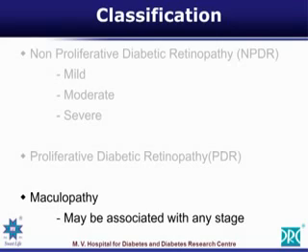The most important region in the retina, function-wise, is the macula. And when that macula is affected because of the retinopathy process, we will call it diabetic maculopathy. This diabetic maculopathy may be associated with any stage, like non-proliferative diabetic retinopathy, or it can be with proliferative diabetic retinopathy.